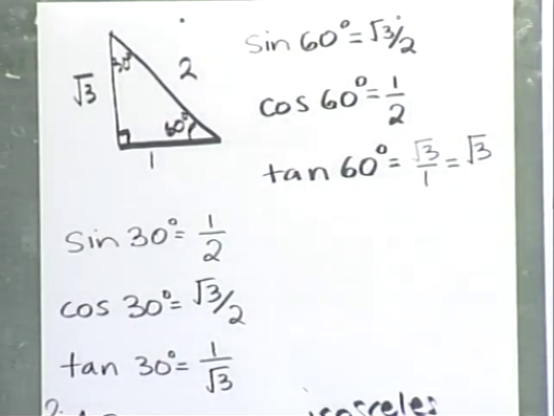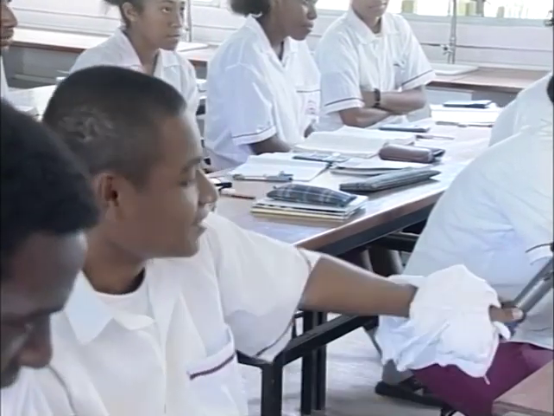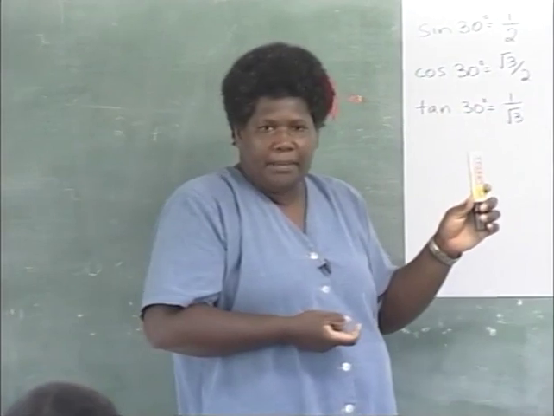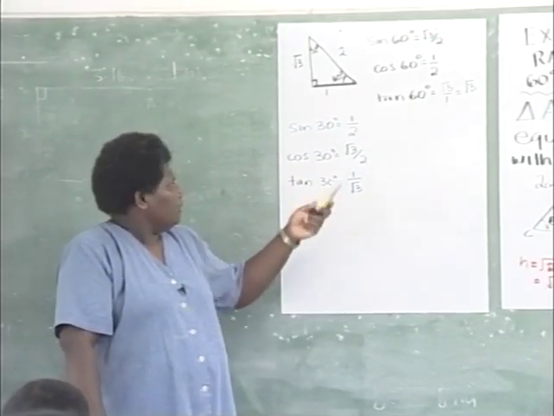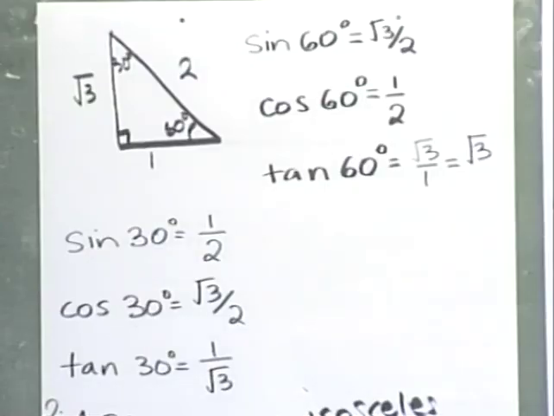Okay, 60 and 30 are what type of angles? Complementary angles, very good. I want you to remember this because I'm not going to write it. It's important. For complementary angles, their sine and cosine will be the same, and their tangent will be the reciprocal of each other.